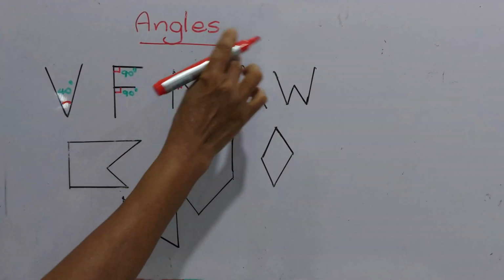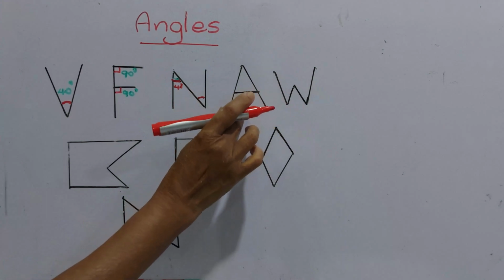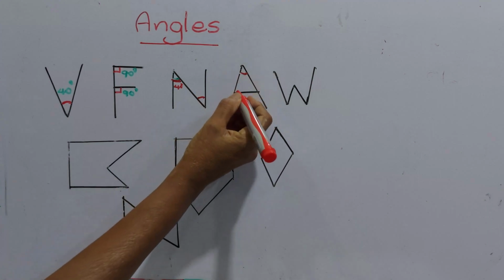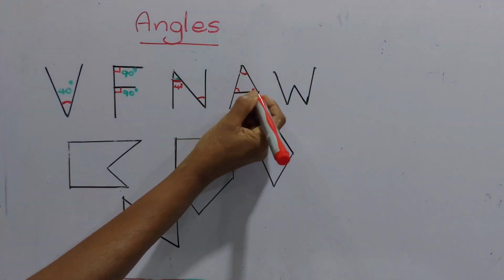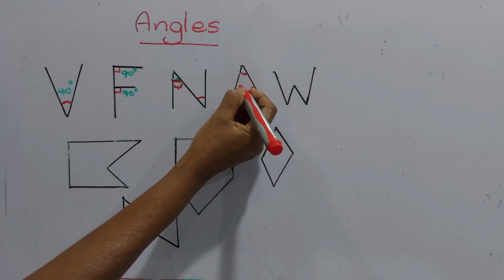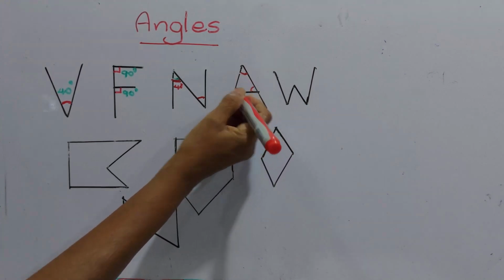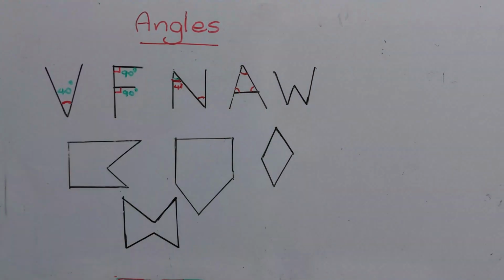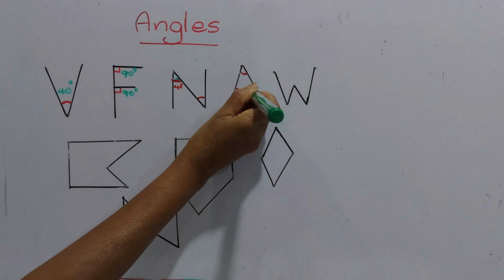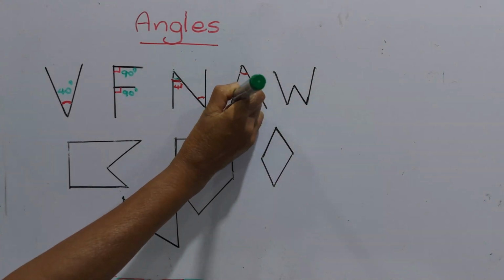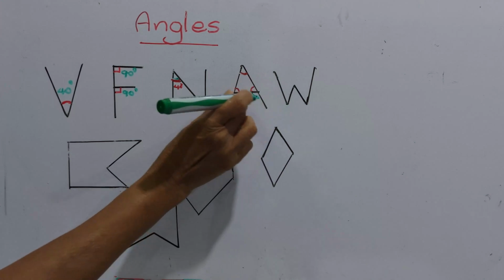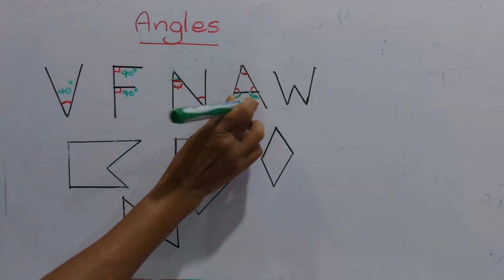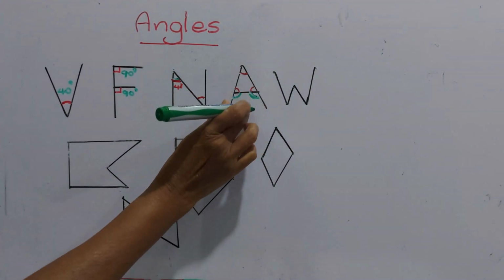Right. Then here, letter A. This is letter A. This is an acute angle, and here this is also acute. Three acute angles are there. What do you think about here? Yes, these two angles. What do you think about these two angles? These two angles are obtuse angles. There are three acute angles and two obtuse angles in letter A.